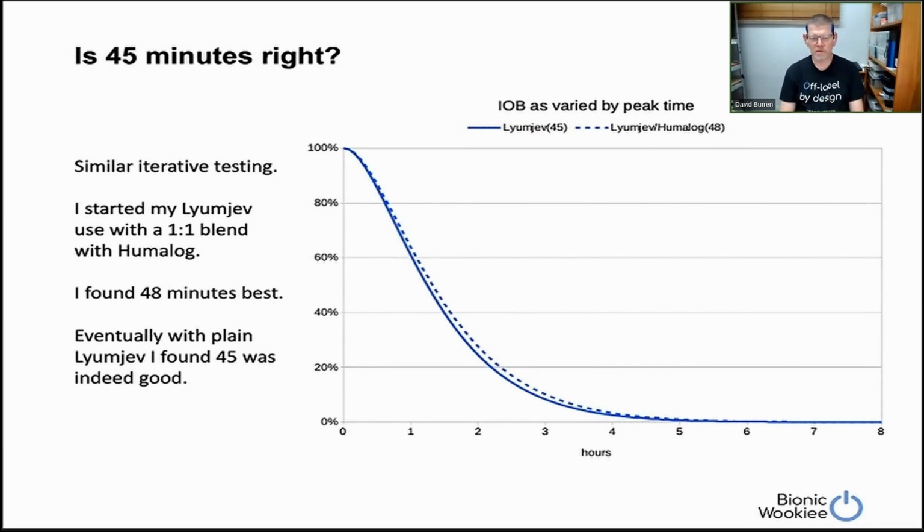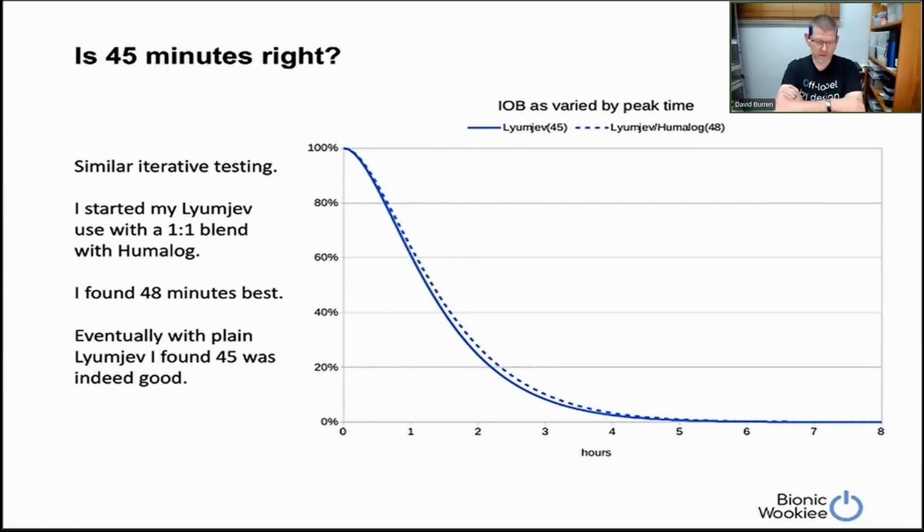The next question was, is 45 minutes actually right? Now, a lot of people reported problems with Lyumjev stinging too much and maybe causing reactions. Certainly people had reactions to Fiasp. So I thought, I'll try blending my Lyumjev with Humalog, it's the same insulin. The only difference is one of them has the accelerant in it. So essentially do a 1-to-1 blend, fill the reservoir with half of one, half of the other. It's still U100, but we end up with a lower concentration of the accelerant.